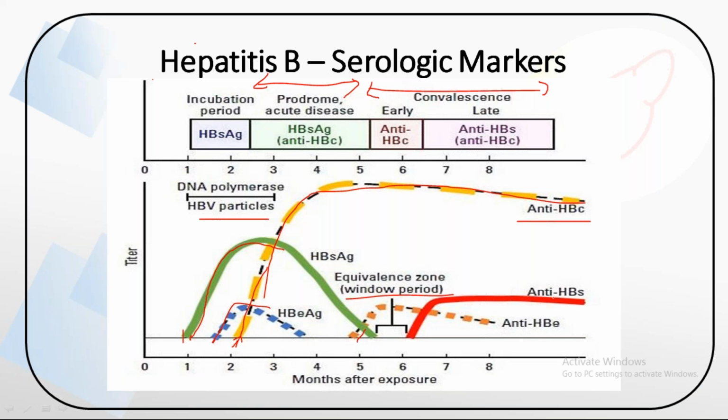So anti-HBs are the latest to develop and they persist. So this is the core antigen antibodies, antibodies to core antigen, please remember. So these are the general serological structure, and in a separate table I will explain this actually.